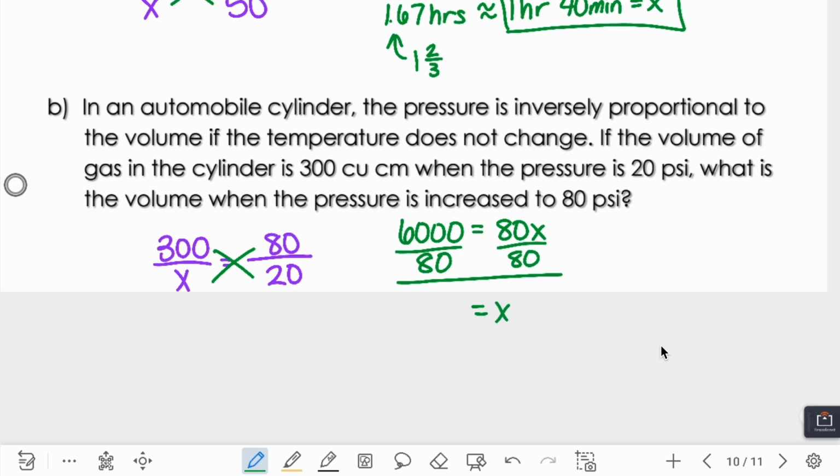And when we divide that, we're going to get 75 cubic centimeters. So this is 75 and then cubic centimeters. So 75 cubic centimeters of volume is what we have to decrease our volume to in the cylinder if we want to increase the PSI to 80. Okay, let's look at the next one.